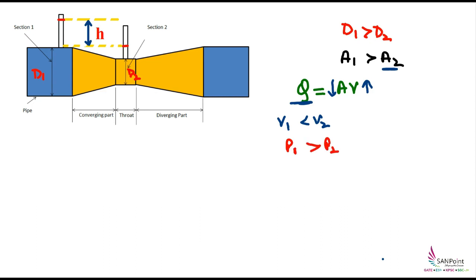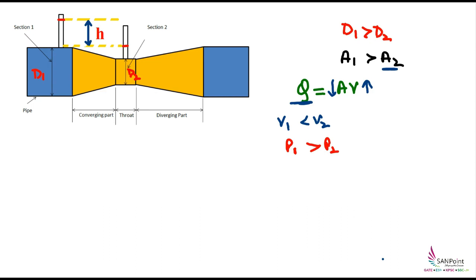Now how can I say this? Simply because we are going to apply Bernoulli's equation. In Bernoulli's equation, the total energy should remain constant. So if the velocity head is increasing, the pressure head will reduce. So the P2 value will be less than P1. And this is the basic function of the venturimeter, why it has been installed here.